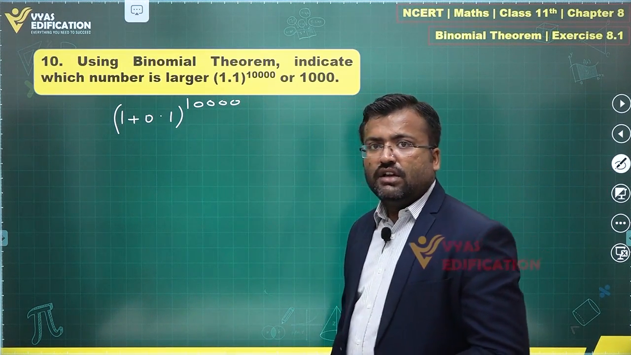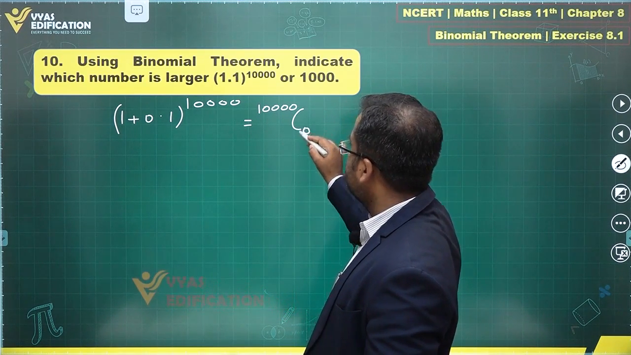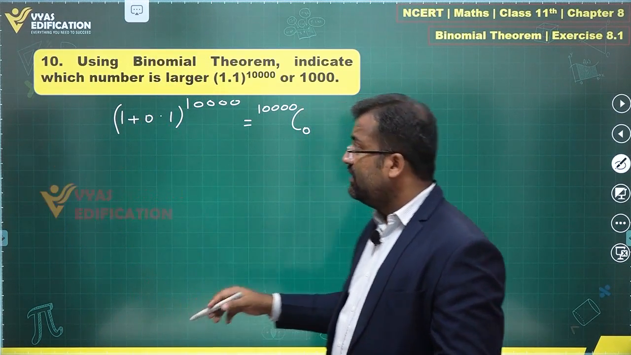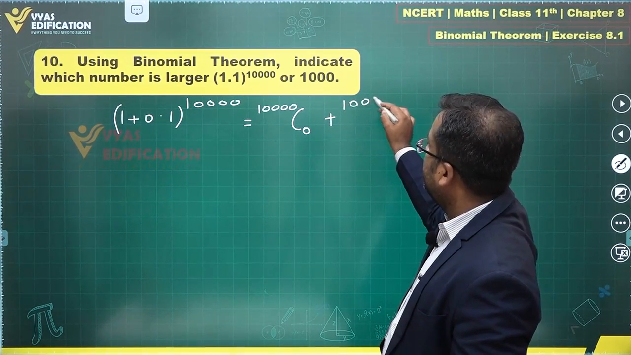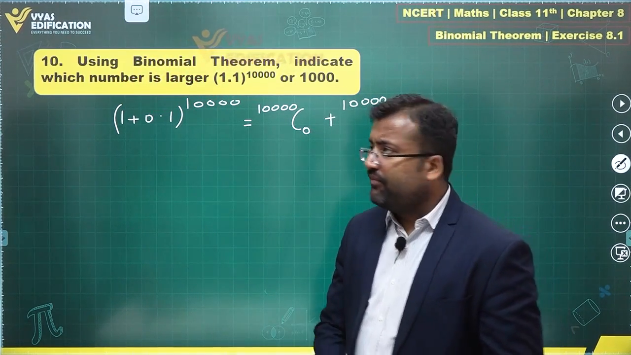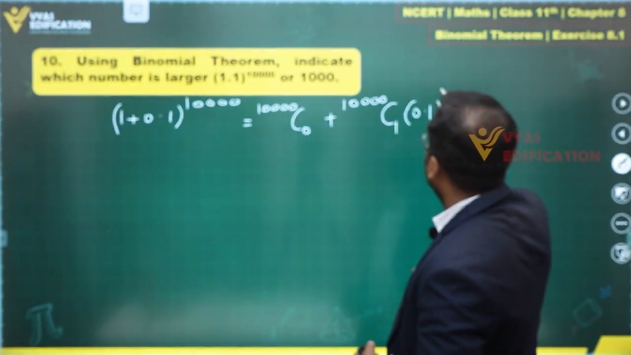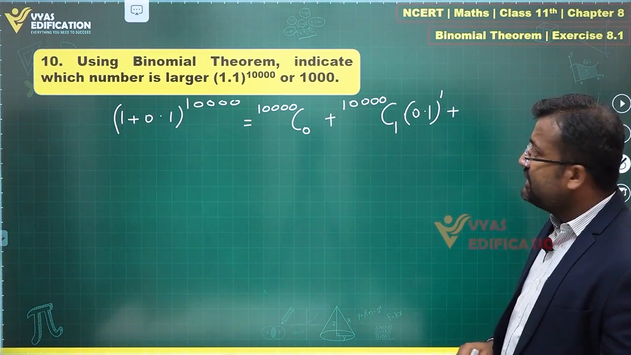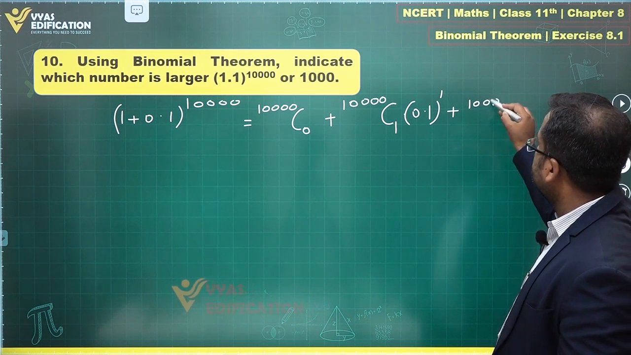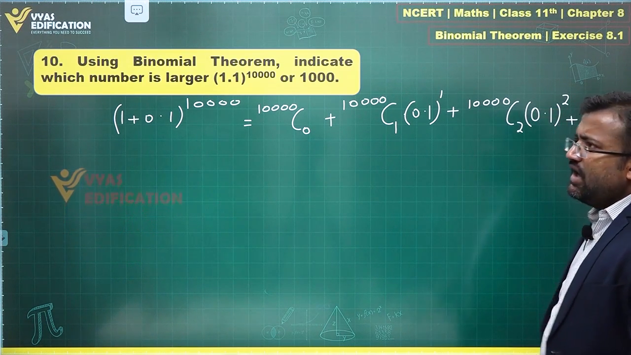This is what you have. What can I write it as? This can be further written as 10,000 C0, 1 power 10,000, which is 1, 0.1 power 0, which is 1. So this is what you get. Plus, you will have 10,000 C1, 1 power 10,000 minus 1, which is 1 only. But 0.1 power 1 will also come over here. Next term, what you'll get is 10,000 C2 into 0.1 power 2. Plus dot dot dot. A few more terms will come.